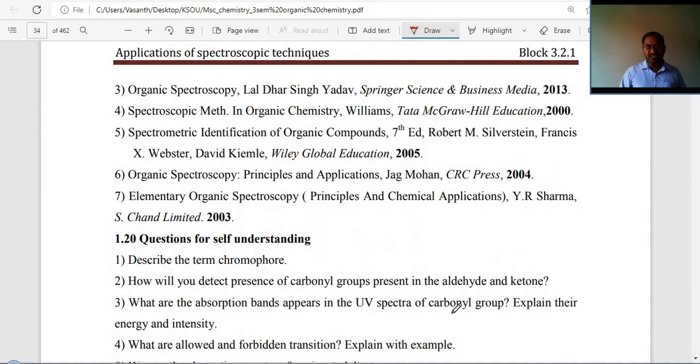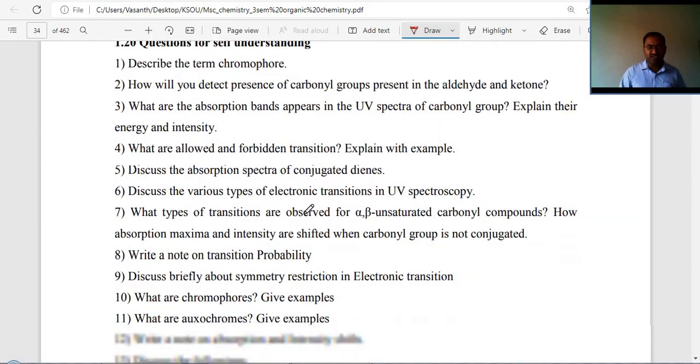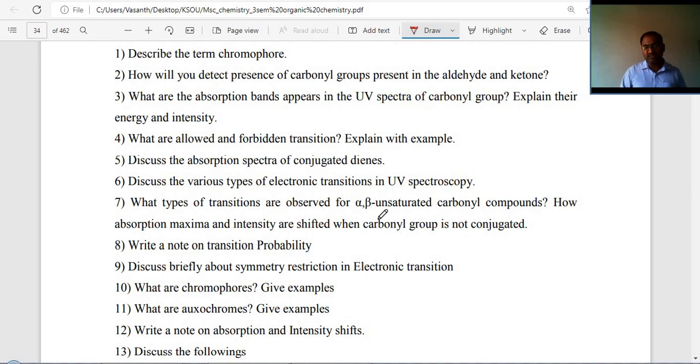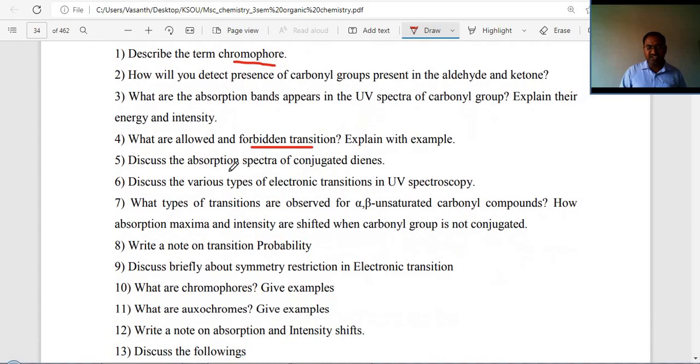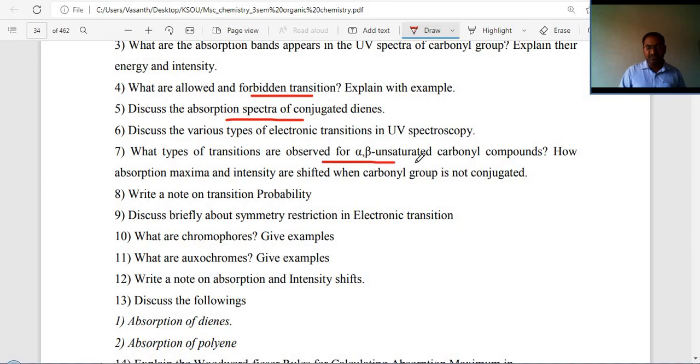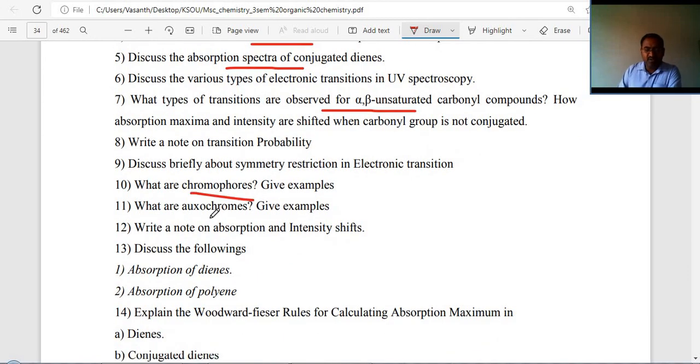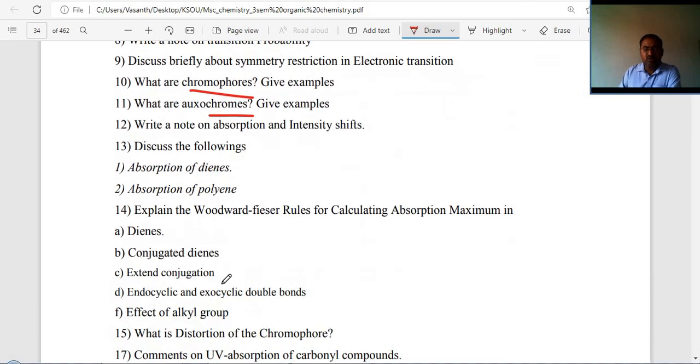These are all the references for further studies. These are very important questions from the point of view of examinations: define the term chromophore, forbidden transition, and absorption of conjugated ions observed for alpha beta unsaturated compounds. Some numericals are very important. Please go through those numericals.